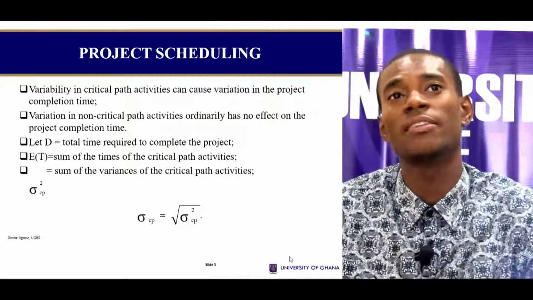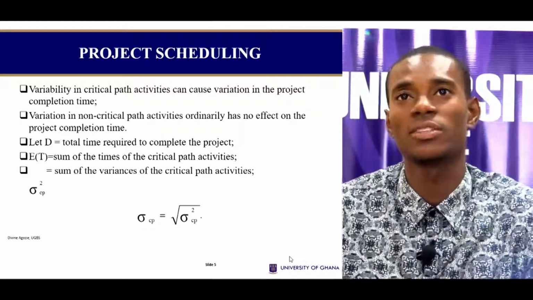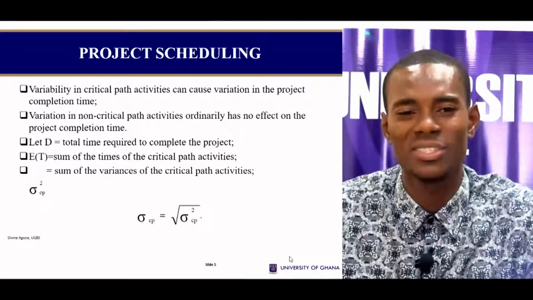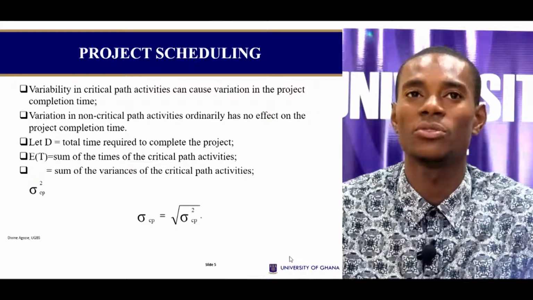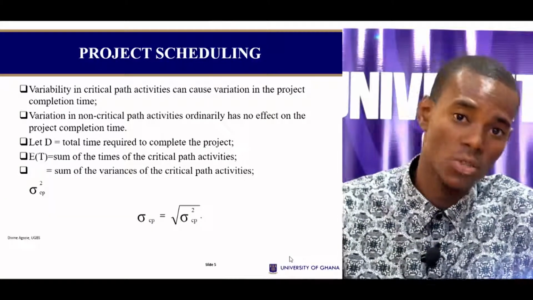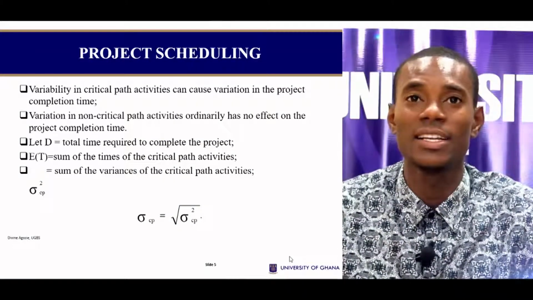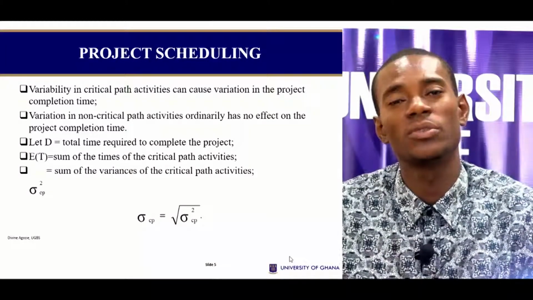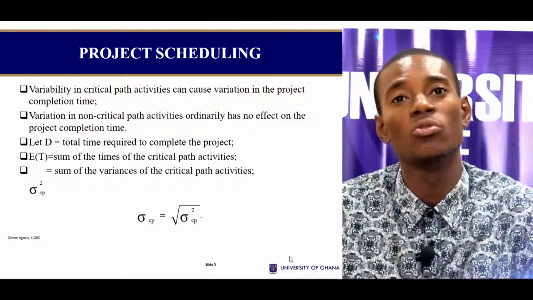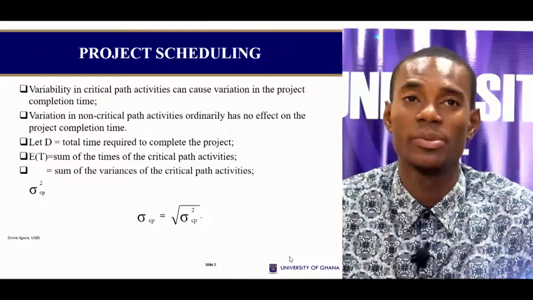So we are interested in finding the variability in the critical path activities. The first bullet says that variability in our critical path activities can cause variation in the project completion time, and we're just going to go through the same procedure and technique. To find the probability that we could meet or exceed our project completion time, we just need to find our standard deviation. Just like we do under the standard normal distribution, we take the sample mean minus the population mean, all over the standard deviation, and you find your z-score, use your z distribution table, and then find your probability from the table.